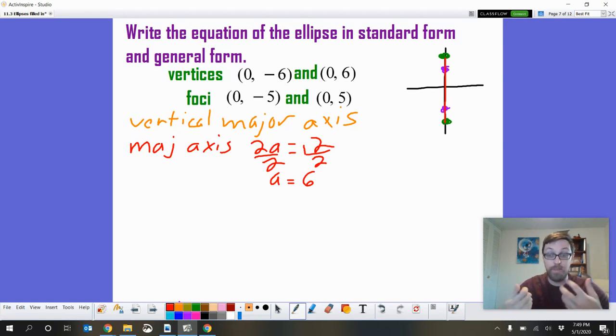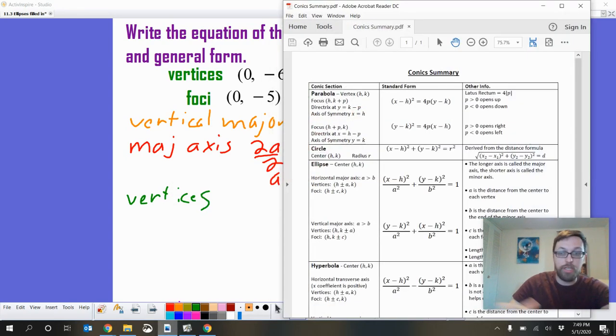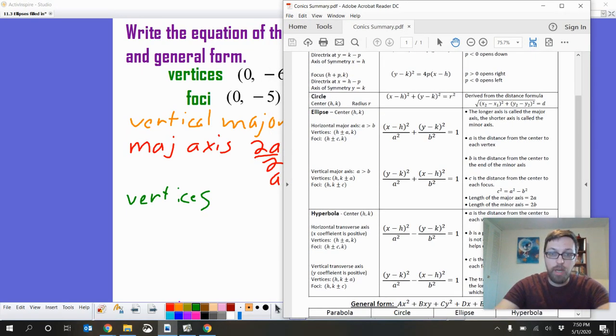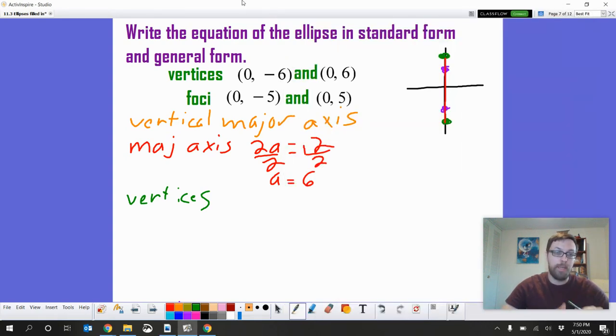We also know where our vertices are. Our vertices can help us find h and k. So our vertices are going to change depending upon which one we're doing. We have a vertical major axis, so I'm looking at this one. So I want to use this equation right here, h comma k plus or minus a.